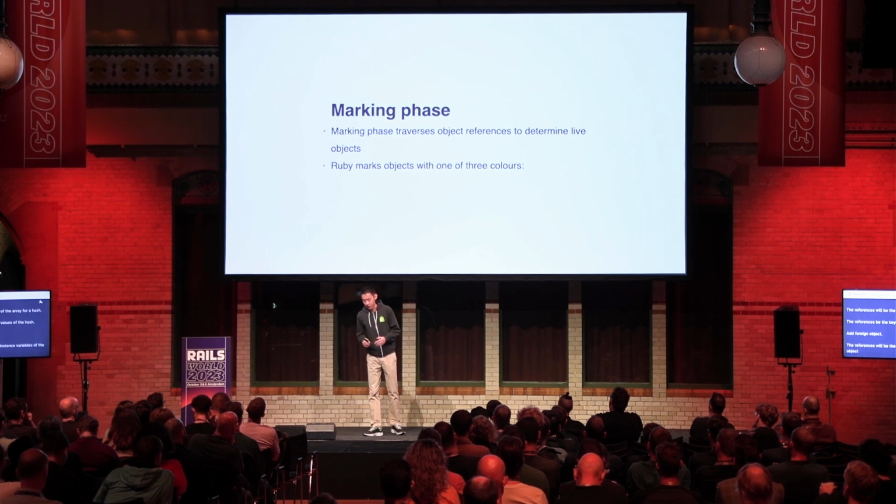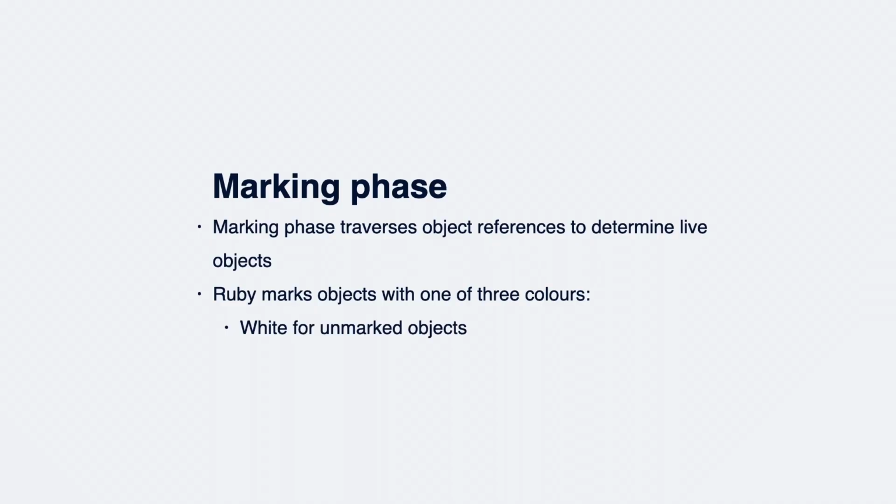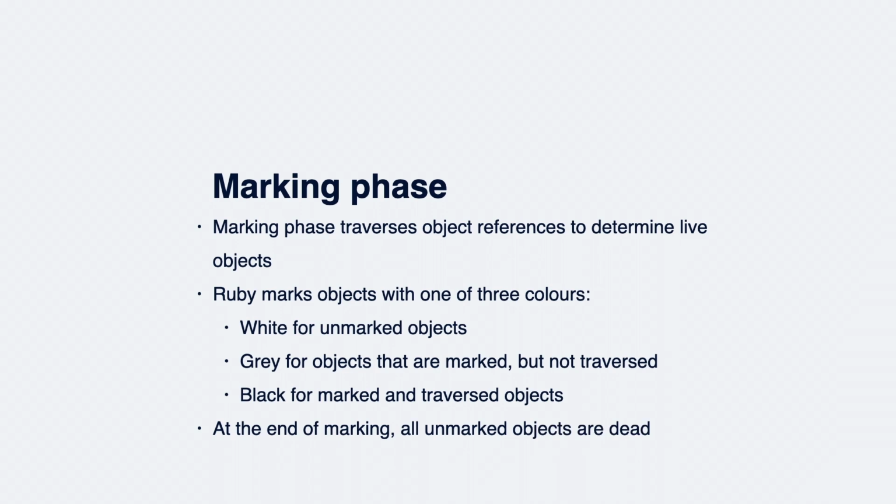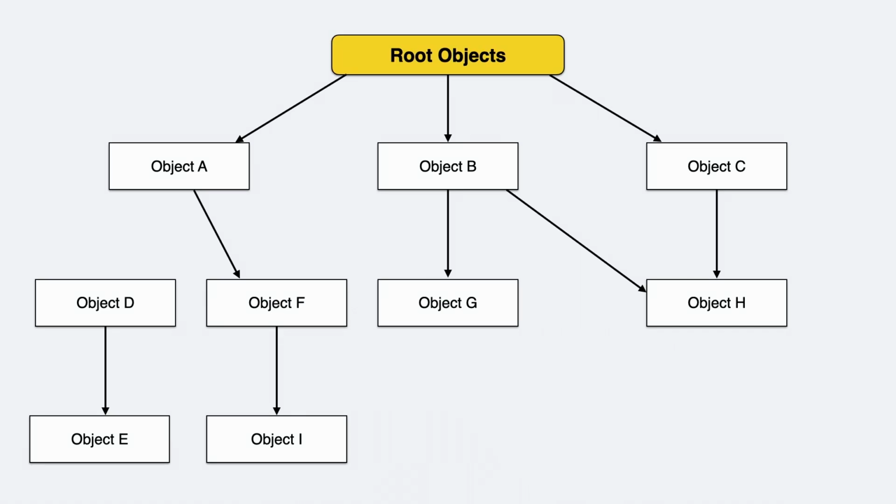Ruby uses 3 colors to mark objects. All objects are initially white, which means that the object is unmarked. When we mark an object, we color it gray. This means that the object has been marked, but the references have not yet been traversed. Remember, we're using a breadth-first traversal algorithm, so we do not immediately inspect the references of the objects that we mark. Later on, after we traverse the references of the gray objects, we mark them as black. And at the end of the marking phase, all of the unmarked objects are no longer reachable and can be reclaimed by the garbage collector.